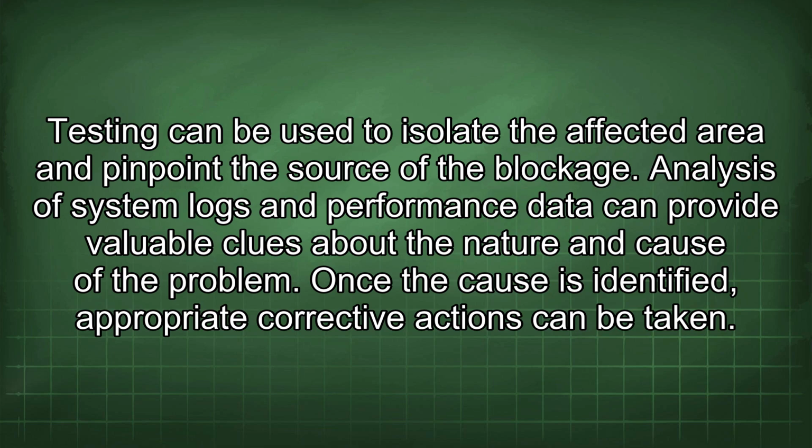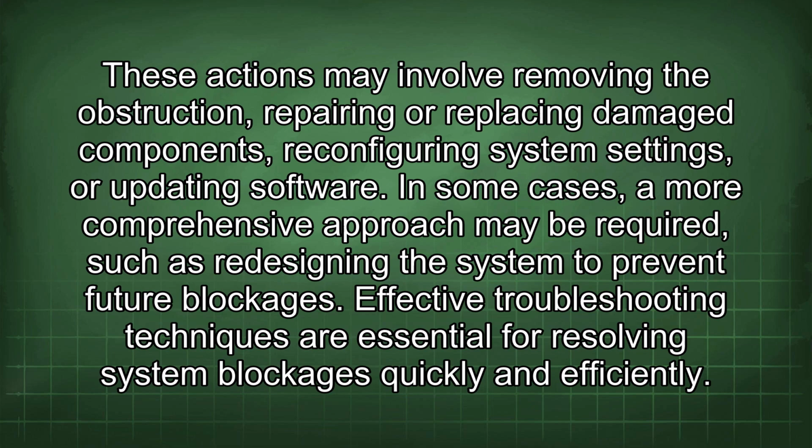Once the cause is identified, appropriate corrective actions can be taken. These actions may involve removing the obstruction, repairing or replacing damaged components, reconfiguring system settings, or updating software. In some cases, a more comprehensive approach may be required, such as redesigning the system to prevent future blockages. Effective troubleshooting techniques are essential for resolving system blockages quickly and efficiently.